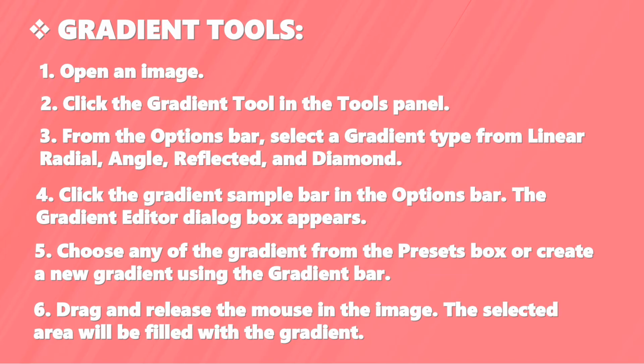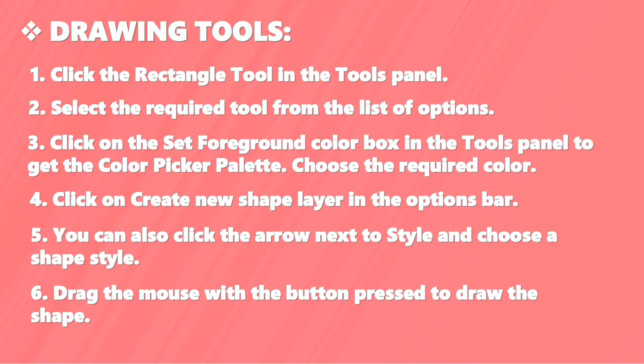Choose any of the gradients from the preset box or create a new gradient using the gradient bar. Drag and release the mouse in the image. The selected area will be filled with the gradient. Drawing tools. Adobe Photoshop has a collection of drawing tools: rectangle, rounded rectangle, ellipse, polygon, line, custom shape, etc. To draw a shape, for example a rectangle, click on the rectangle tool in the tools panel.